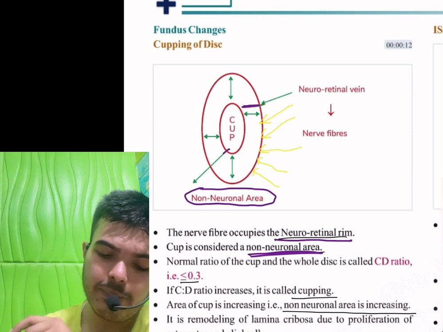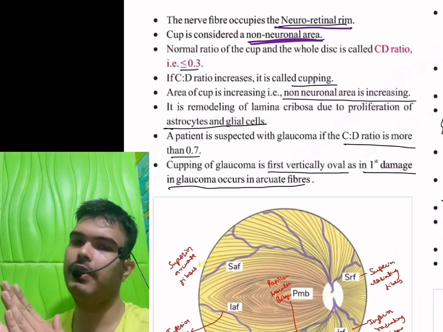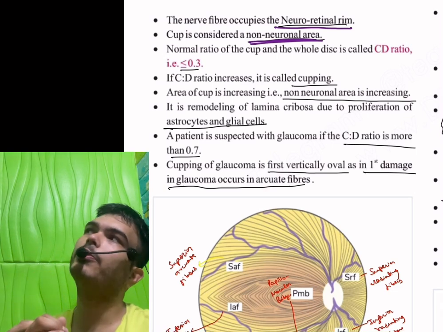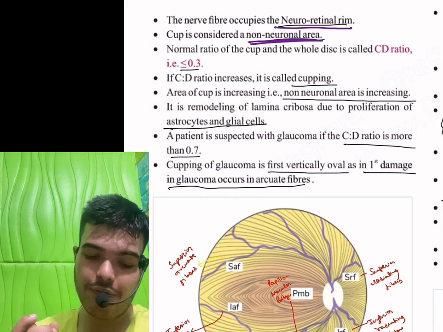Now the patient is suspected of glaucoma if the CD ratio is more than 0.7, or 0.6 to 0.7. Okay, see, we are waiting till 0.7, so you don't need to wait for 0.7 if you have an OCT. Okay, if you have an OCT.